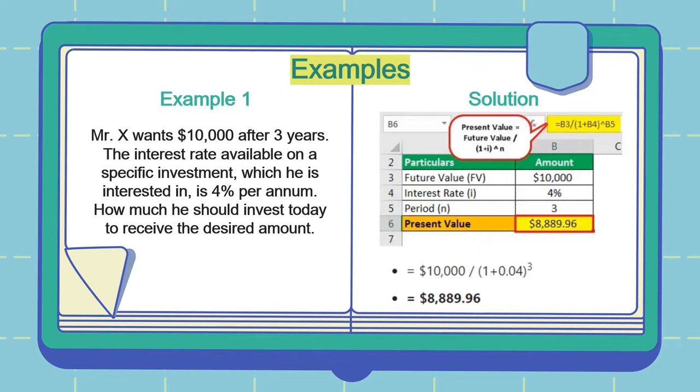So here is the solution for this problem. The first thing you need to do is identify the future value, the interest rate, which we also know as R in the formula, and the last one we need to know is the period of this problem. As you can see, the future value is $10,000, the interest rate is 4%, and the period is 3 years. So you need to place it into the formula, and lastly, you can get the answer.